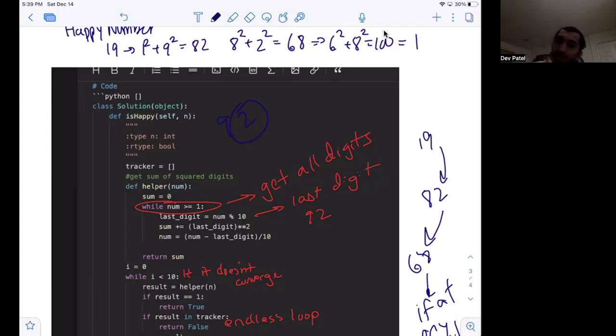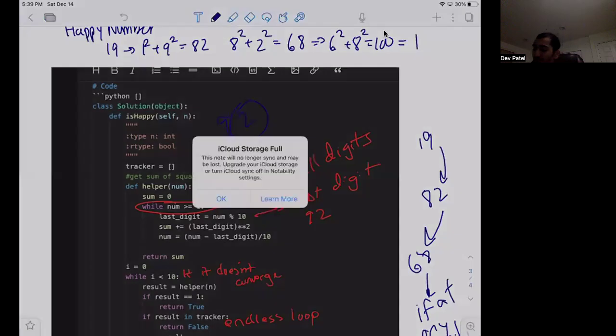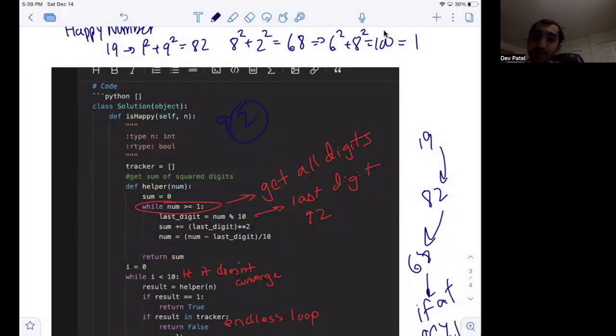Now to completely trim it, just get it to the 9. We're going to divide by 10, and that's going to give us that 9. And then we do the same procedure. And so that's our helper function to get the sum of the square digits.